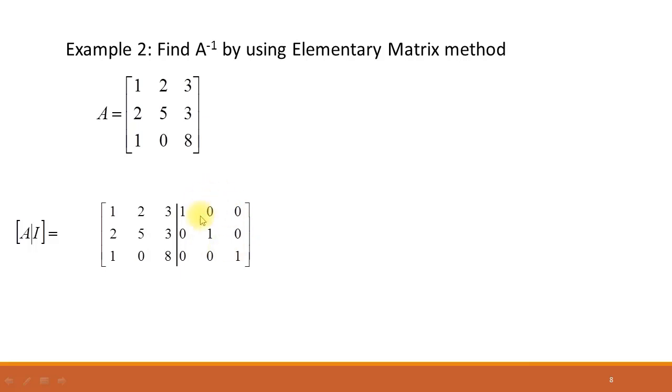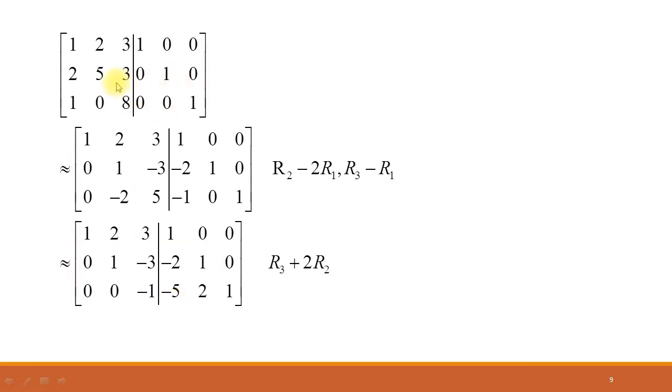Now we start the elementary row operations to transform this matrix into the identity matrix, and after using the elementary row operations, this identity matrix will be changed into some other form. If we transform [A | I] into [I | A inverse], then the new matrix in this position will be the inverse of the given matrix A. So let's start. This is [A | I]. This is matrix A and this is the identity matrix I.